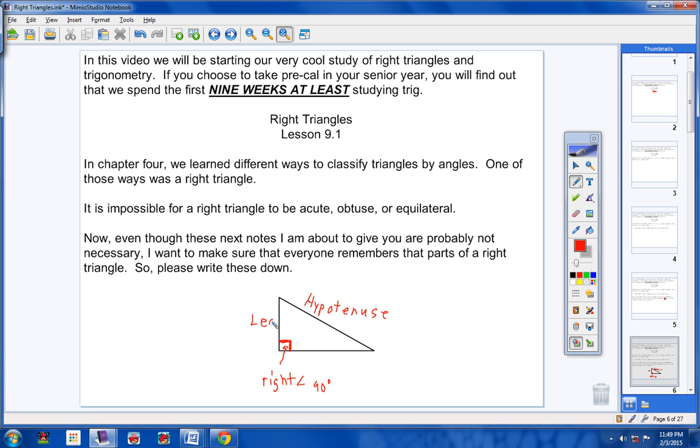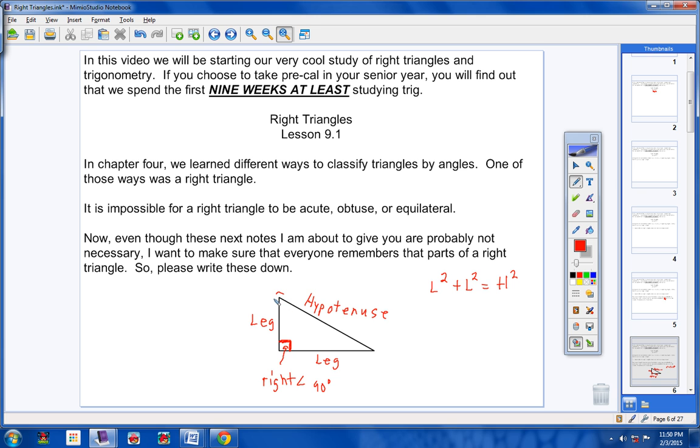So this is a leg, and this is a leg. Remember when we use Pythagorean's theorem, I always taught you guys leg squared plus leg squared equals hypotenuse squared. I never cared for a squared plus b squared equals c squared. I like this a lot better. So that's what we call these 3 sides. The side across from the right angle is called the hypotenuse. The other 2 sides are called the legs.